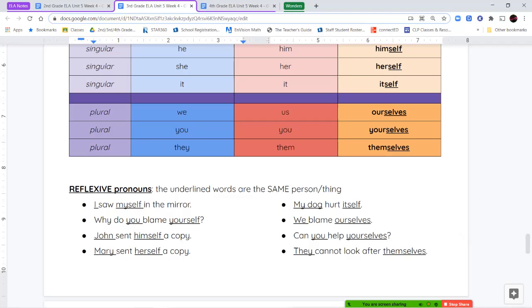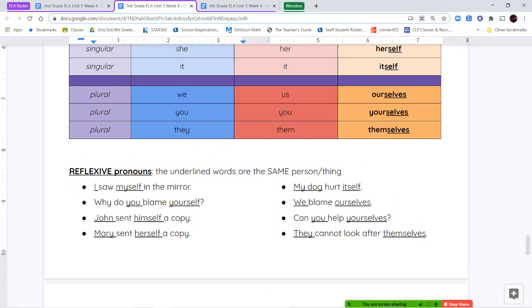Can you help yourselves? So yourselves is talking about you. They cannot look after themselves. So themselves refers to them or they, the people that we're talking about in the subject. So reflexive means it's going back. And this also comes from the word reflex.